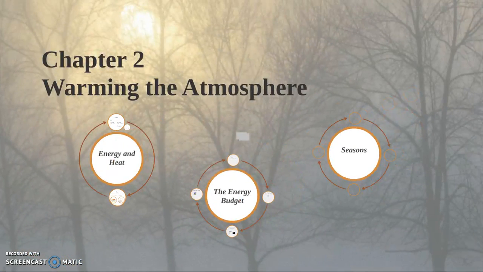And that concludes our discussion on energy and heat. Next video we will talk about the energy budget, which is the balance of incoming energy to the Earth and the atmosphere balanced with the energy that is escaping the Earth and the atmosphere. And we will talk about that in the next video.